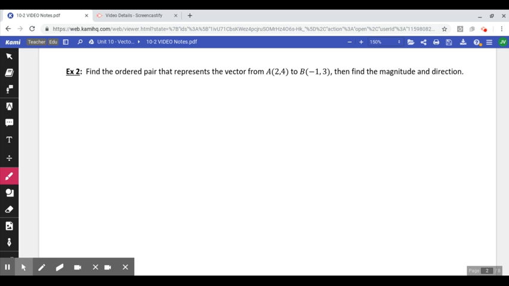In this example, we want to find the ordered pair that represents the vector from A, so that'll be our initial point, to B, which is negative 1, 3. Then we're going to find the magnitude and also the direction of that vector.